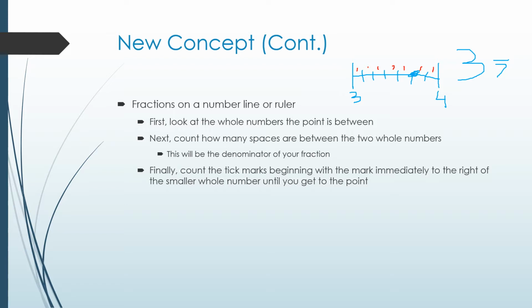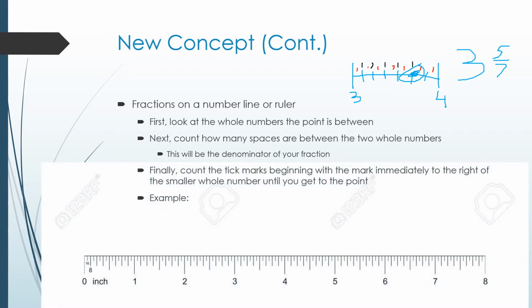And then we're going to count the tick marks, beginning with the mark just to the right of the smaller whole number until we get to the point. So I'll do that in another different color. Let's use black this time. We're not going to count the big tick mark, that's by the 3. We're going to start just to the right. So that would be 1, 2, 3, 4. We're on the 5th tick mark. So that means our numerator is going to be 5. So this dot right here would represent the number 3 5/7.